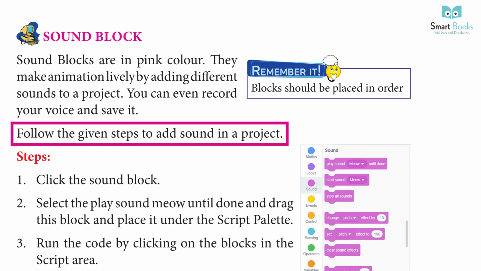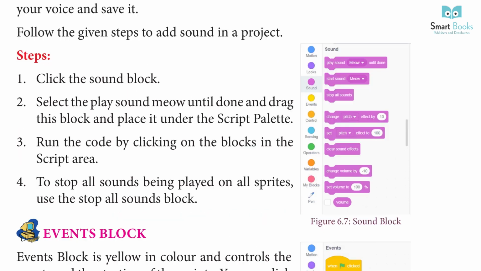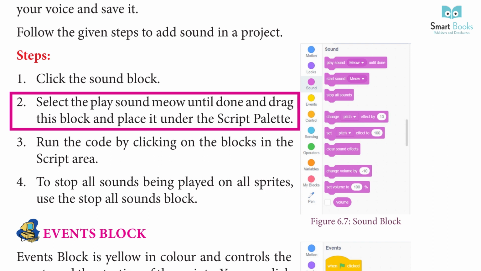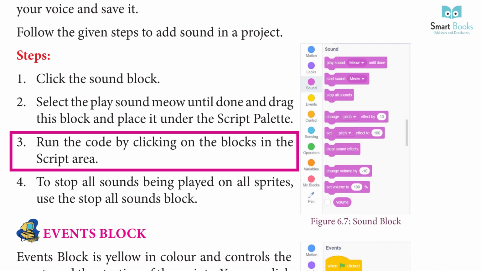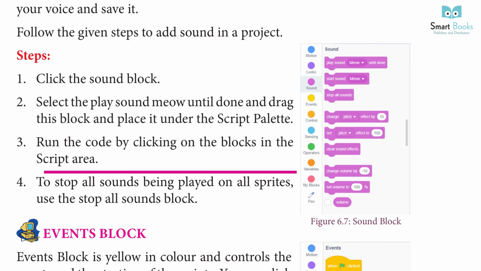Follow the given steps to add sound in a project. Steps 1. Click the sound block. 2. Select the Play Sound Meow Until Done block and drag this block and place it under the script palette. 3. Run the code by clicking on the blocks in the script area. 4. To stop all sounds being played on all sprites, use the Stop All Sounds block.